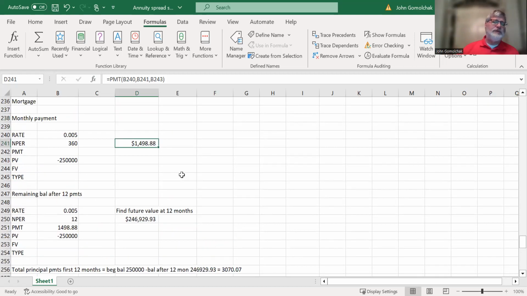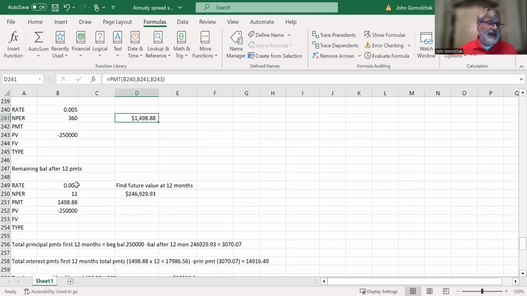But on this one here, the book wanted us to go through the process of trying to figure out what the ending balance was after 12 payments. Okay, so now here's my input chart. Rate is still the 0.5% because it's a 6% on a 12-month basis. So there are 12 periods. Payment is the 1,498.88. I picked that up from up here. I put it in as an input. And the present value is the negative $250,000.